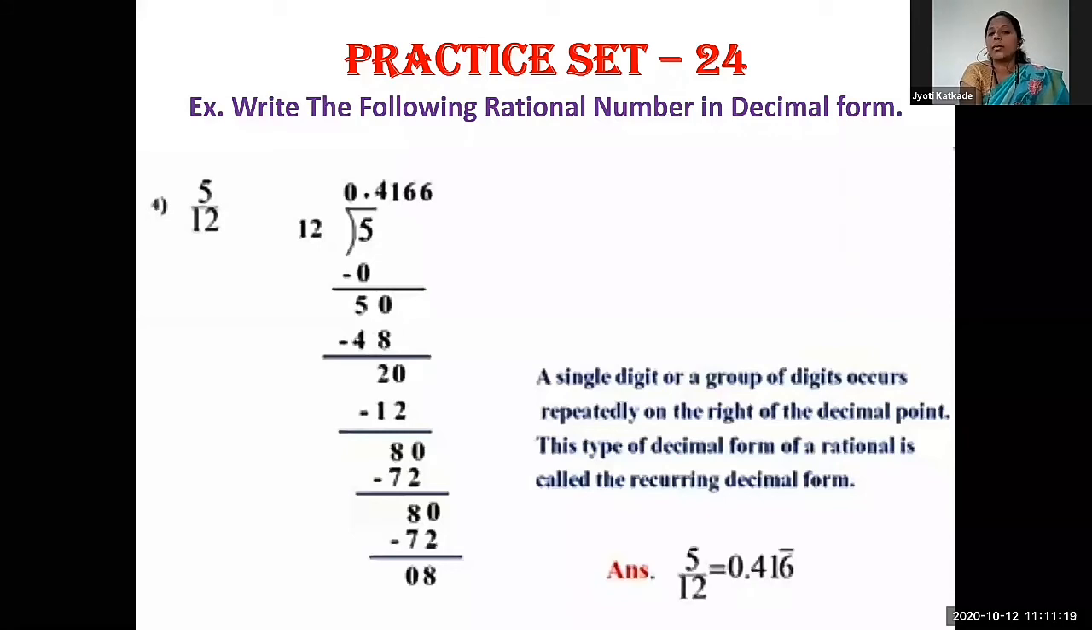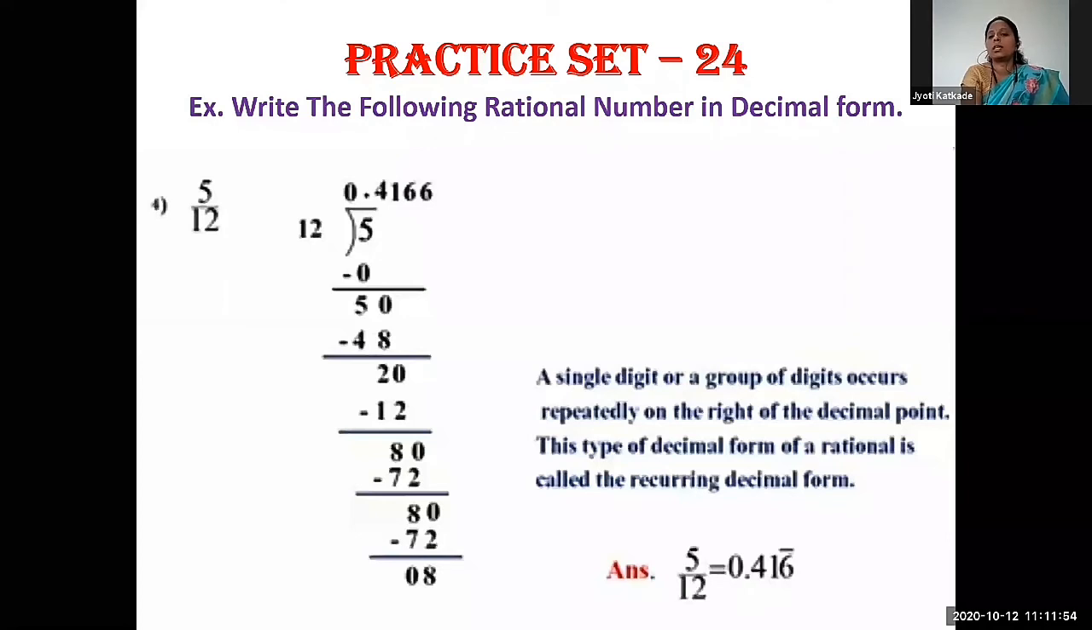12 6s are 72. When we subtract 72 from 80, we again get 8. This is a repeating value. Again there is 80, and again 12 6s are 72, which means these steps are repeating. 80 minus 72, 80 minus 72, and the quotient is repeating, that is 6, 6, 6.